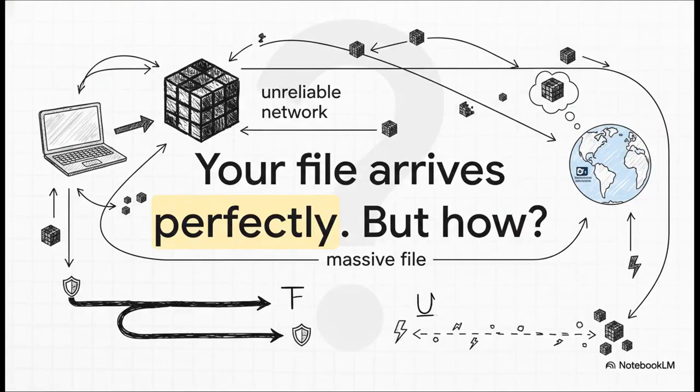So you hit send on a huge file to a friend at, say, the University of Oceania, and just moments later, they have it. Not a single byte is missing. How in the world does a piece of data navigate a global network that is, at its core, completely unreliable and still arrive in one piece? That's the big question we're tackling today.